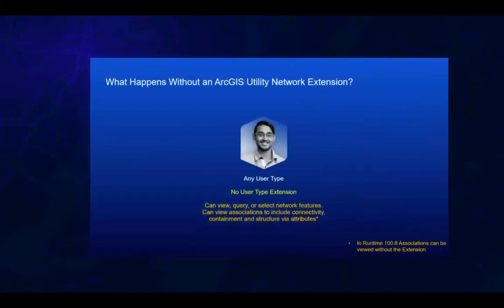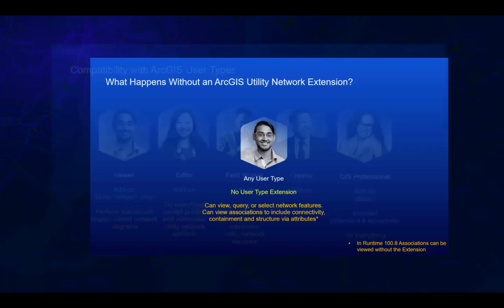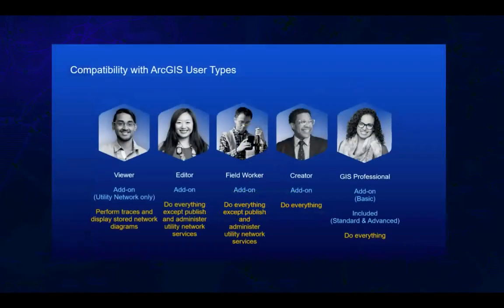So what happens if you are without a utility network extension? You can still view, you can still query, and you can select network features. You can view associations to include connectivity, containment, and structure via attributes, right? And if you have, let's look at the compatibility with the different user types. Probably that's a better way to turn it.